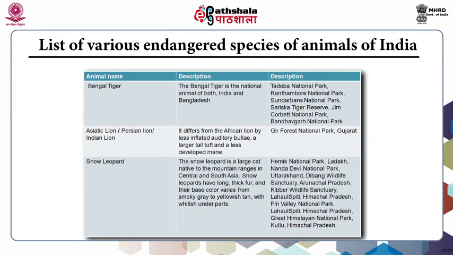Snow leopards have long thick fur and their base color varies from smoky grey to yellowish tan with whitish underparts. This animal is found in Hemis National Park, Ladakh, Nanda Devi National Park, Uttarakhand, the Dibang Wildlife Sanctuary, Arunachal Pradesh, Kibber Wildlife Sanctuary, Lahaul Spiti, Himachal Pradesh, then Pin Valley National Park, Lahaul Spiti, Himachal Pradesh, Great Himalayan National Park, Kullu, Himachal Pradesh.